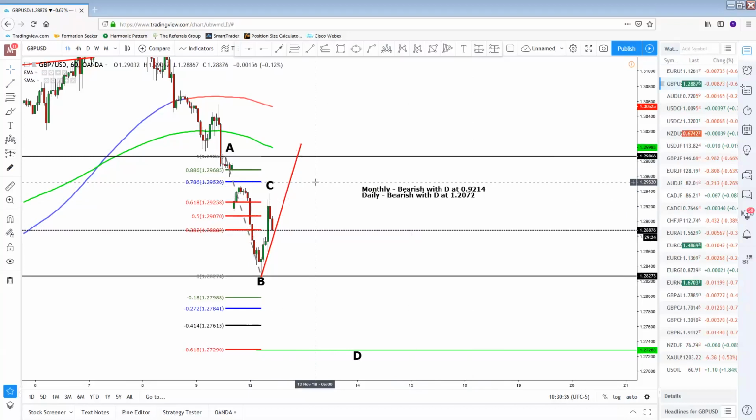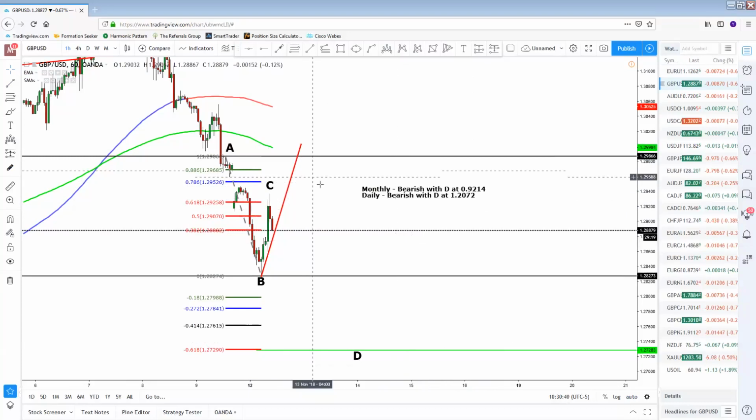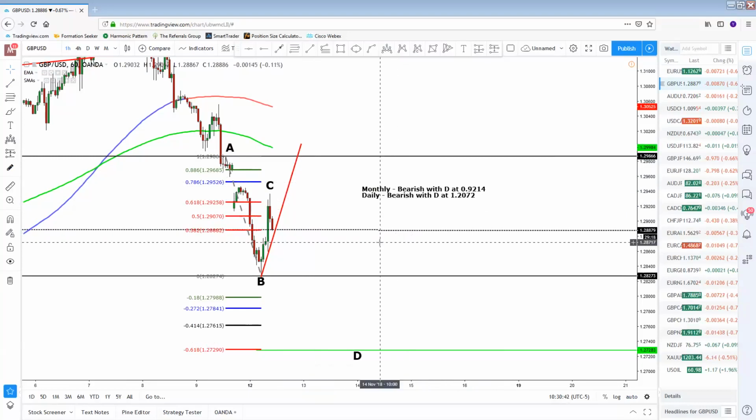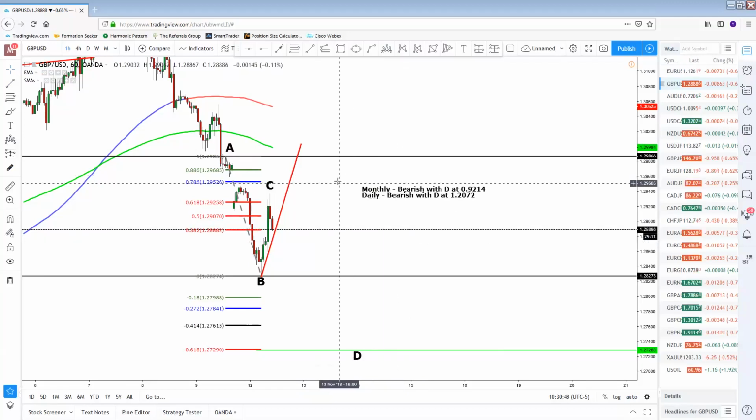stops and profits, and close out pending orders if the D extension has been filled, and run your new ABs and place your new pending orders. One time a day is all you got to do, and you're going to be highly, highly successful. I promise you're going to be highly successful if you just do this one little bit.